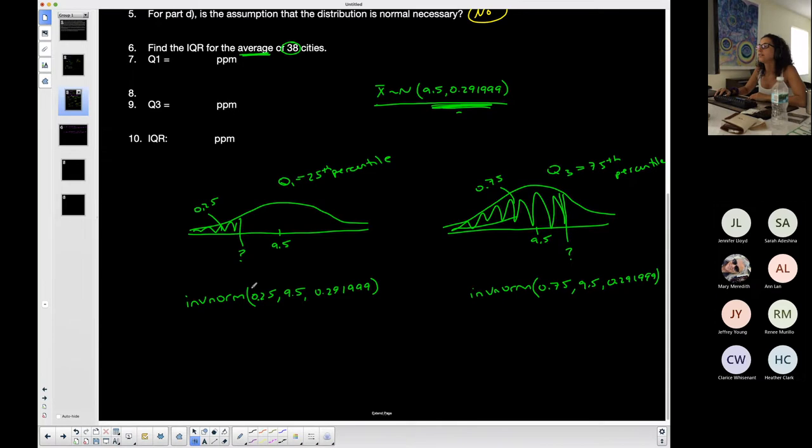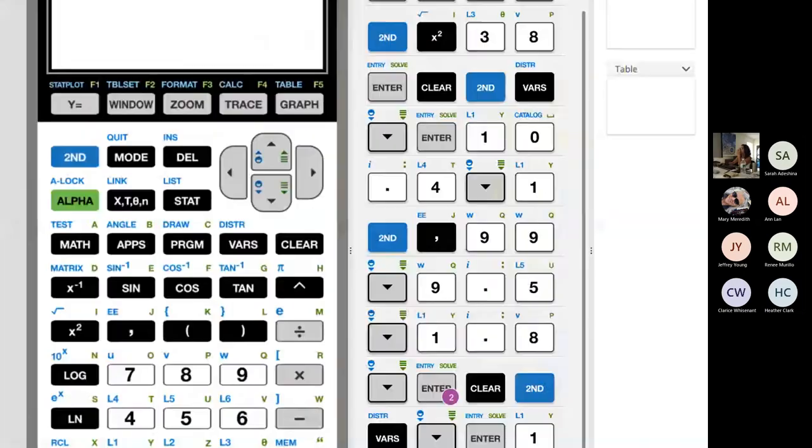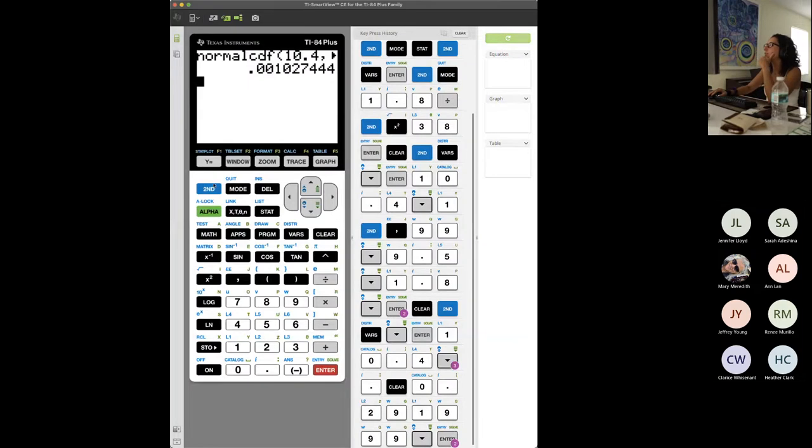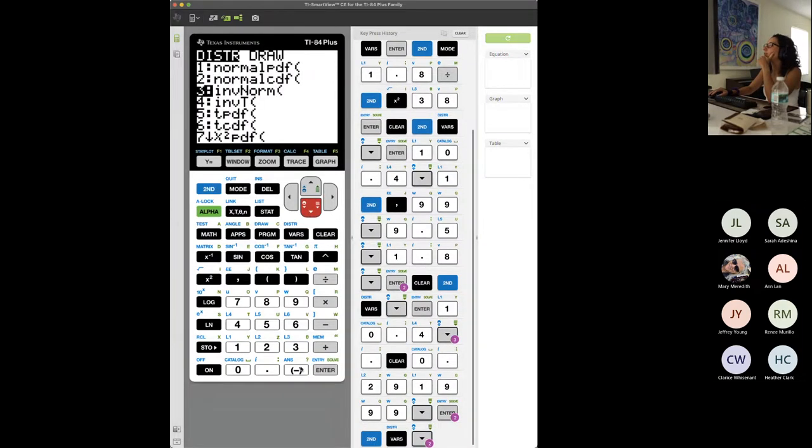9.5, 0.29, 1999. Okay? So, if I'm using, I'll do this one on the regular calculator, and then I'll do this one on the app. So the first one is the 25th percentile. Which, I gotta switch screens because I got so many things. On this one, like the physical calculator, second bars, inverse norm.